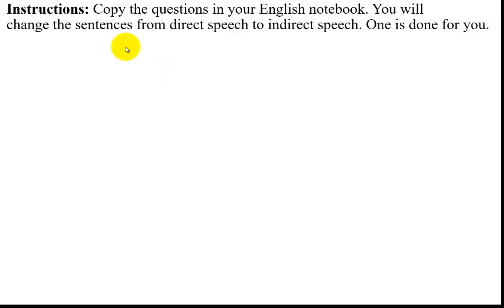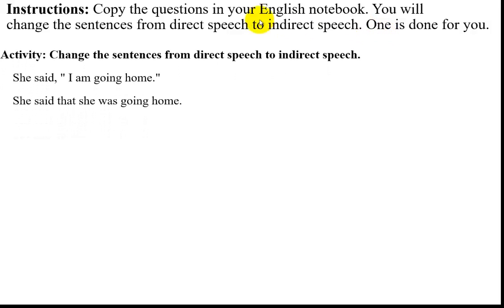The instruction for the activity: copy the questions in your English notebook. You will change the sentences from direct speech to indirect speech. One example is done for you. So the activity for today is to change the sentences from direct speech to indirect speech. The example here is: she said, "I am going home." The reporting verb is in the past tense, so when you write the indirect sentence, it will also change into past tense. It is continuous tense, so: she said that she was going home. So "am" will change into "was."